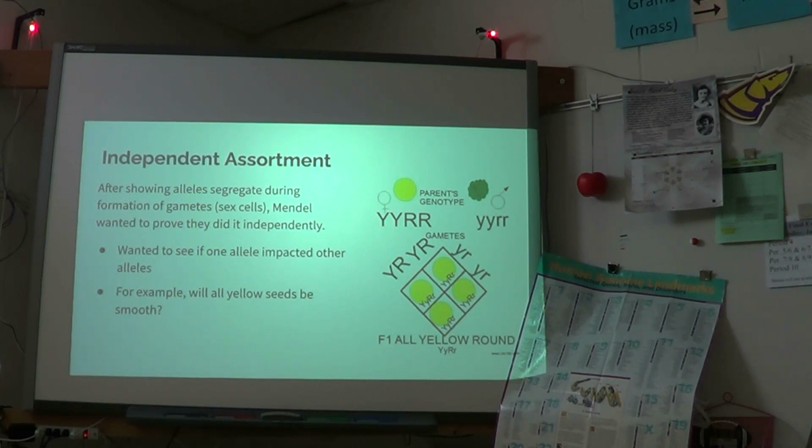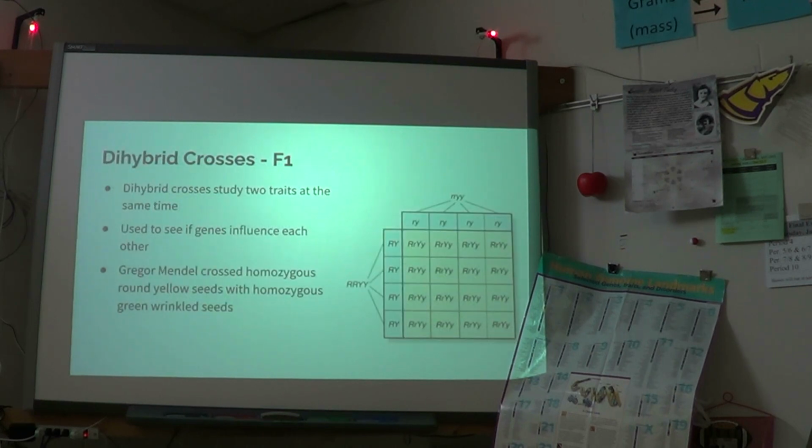But he wanted to see if one allele impacted the other. So the fact that a pea was yellow versus green, did the yellow coloration have any impact on whether the peas were wrinkled or round? And he came up with the conclusion that no, they don't. And what he did is he did these dihybrid crosses, and we get these really big Punnett squares, kind of like mine here.